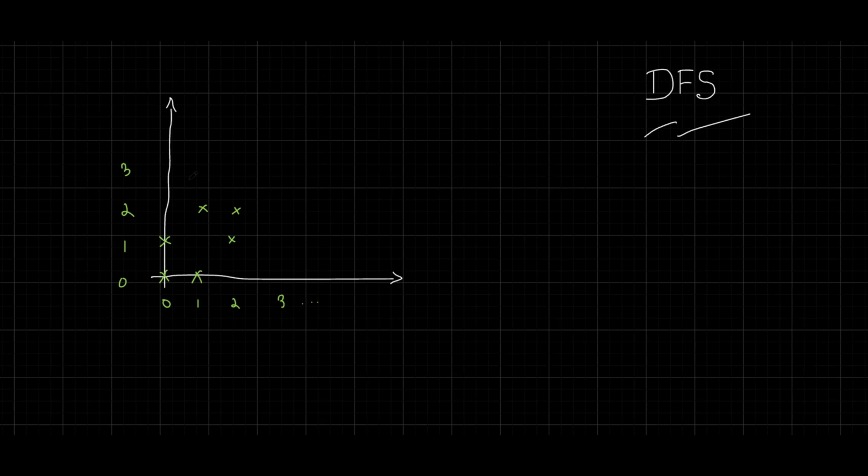Now here, to understand the algorithm, we have taken the first example. This is our two-dimensional coordinate plane. Now we are given 6 stones. The first stone is placed at index 0, 0. The second stone is placed at 0, 1. The third stone is placed at this index. The fourth stone is placed at 2, 1. The fifth stone is placed at 1, 2. And the sixth stone is placed at 2, 2.